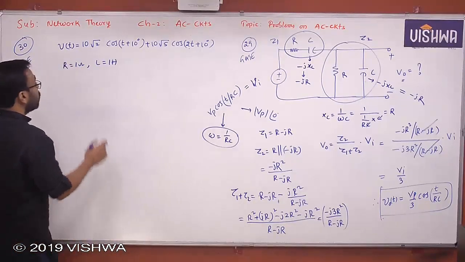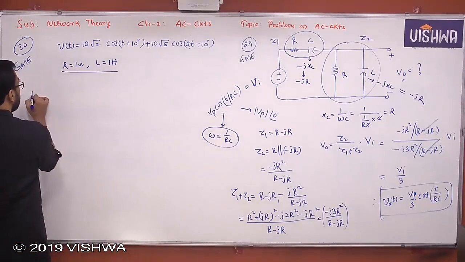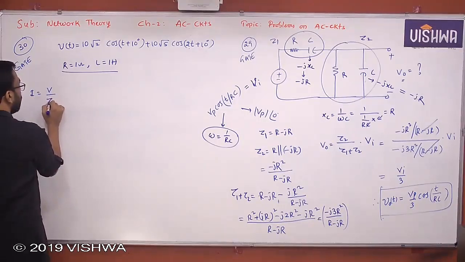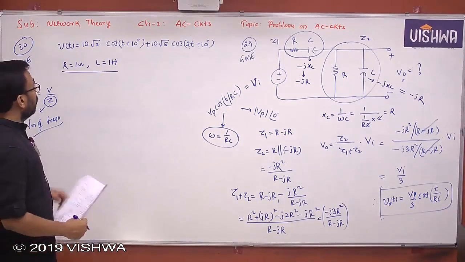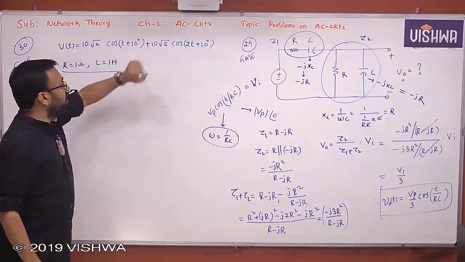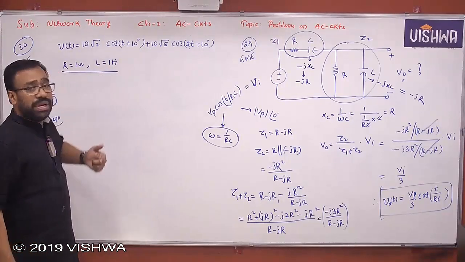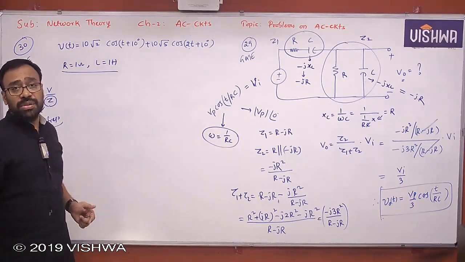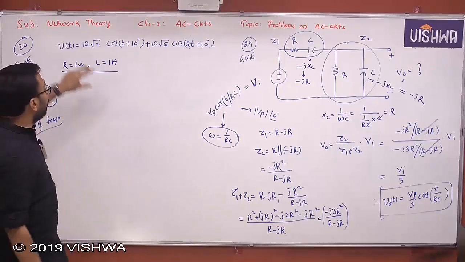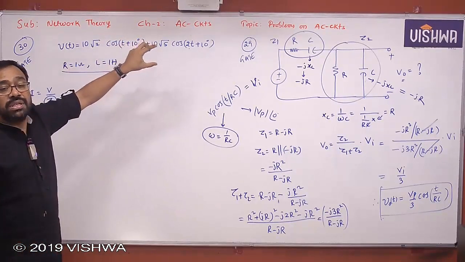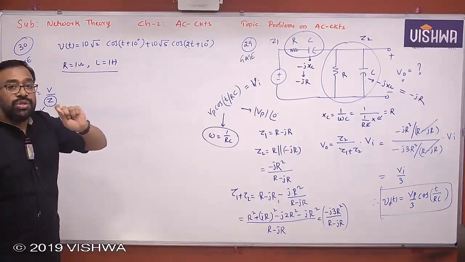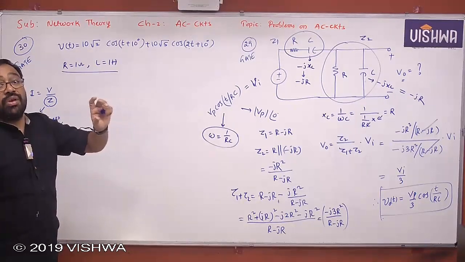When you have a voltage with multiple frequencies, you know that current I is equal to V by Z, but impedance is always a function of what? Function of frequency or not? It is dependent on frequency. So when you have a voltage with multiple frequencies, how can you handle this kind of problem? Remember always, whenever you have a voltage or current or whatever with multiple frequencies, use the superposition principle. I hope you understand this.